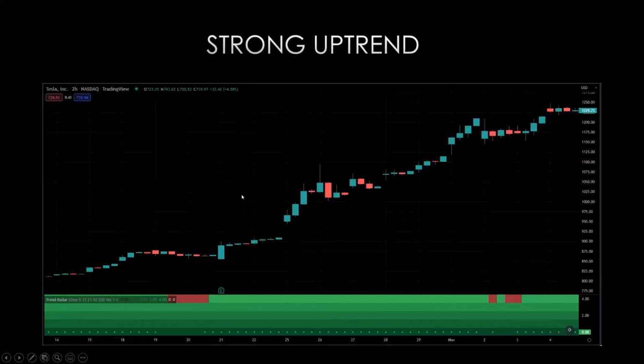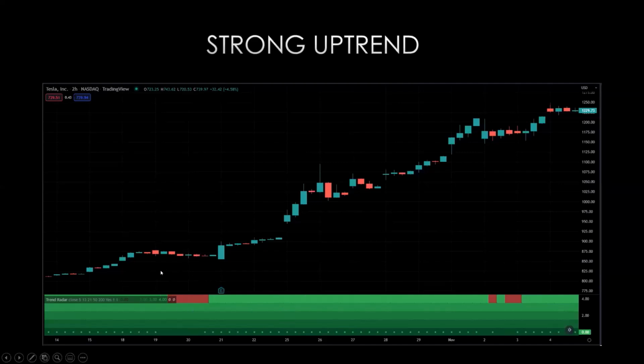So here are some example charts just depicting the kind of scenarios or patterns that you can often see with Trend Radar. In this case, we had a very strong uptrend on the Tesla 2-hour, where we had total alignment across all periods represented by these dots. We were well above the 5 EMAs on all periods, except for these short little points right here.